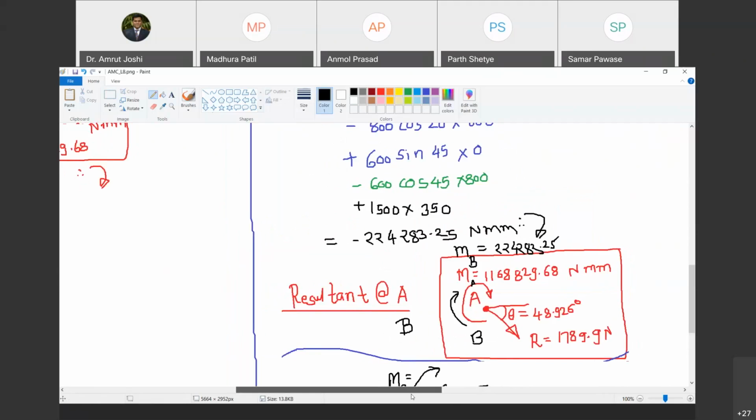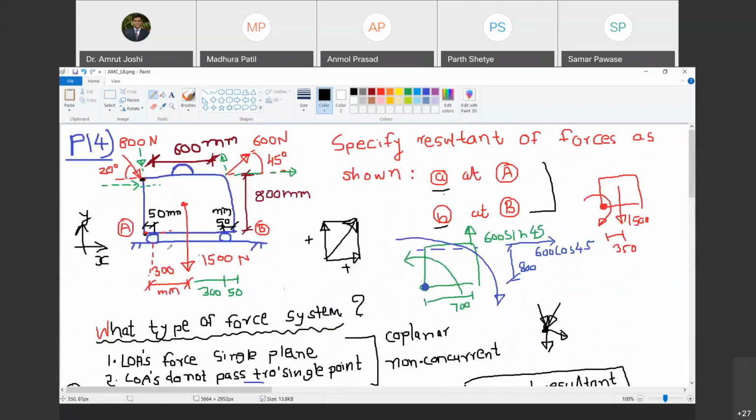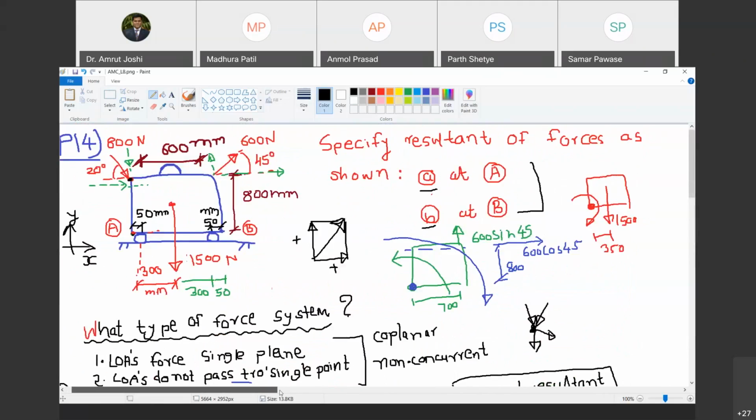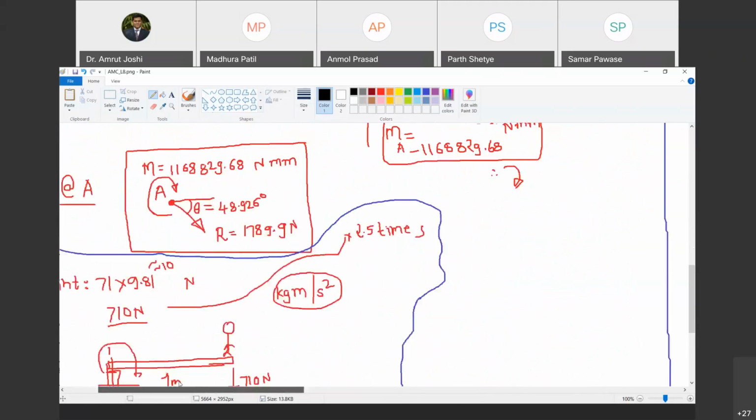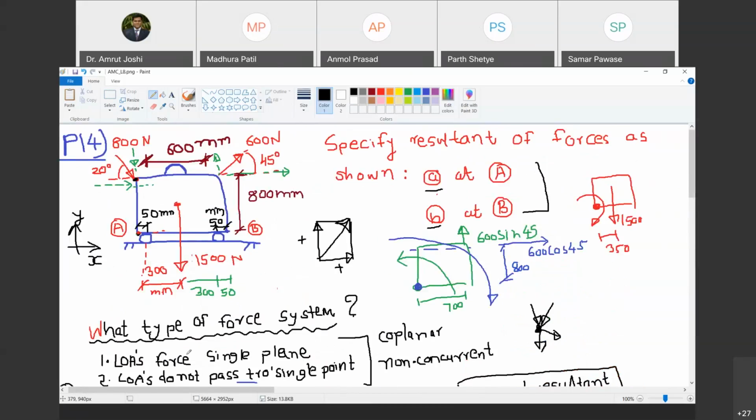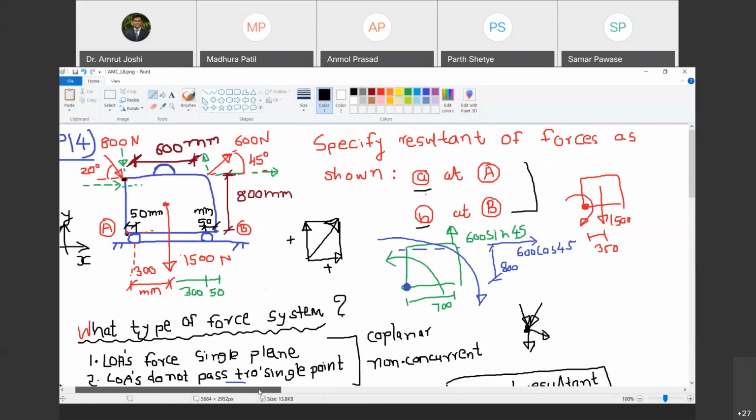So what does it mean if I were to replace all these forces by its resultant at B? Then I will have to apply two kinds of resultants: a force resultant and a moment resultant. Their magnitudes are given here. Are you with me? Yes, sir. So once again I reiterate the point that if you change the point where you are finding out the resultant of a coplanar non-concurrent force system, the force resultant remains unaltered, but the moment resultant changes from point to point. Do you agree with me? Yes, sir. Now we will end today's class by asking ourselves one question.